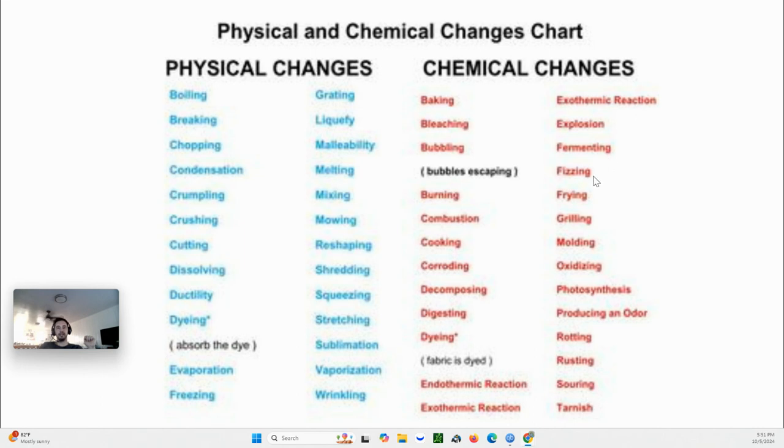explosion, fermenting, fizzing, frying, grilling, molding, oxidizing, photosynthesizing, production of odor, rotting, rusting, souring, tarnishing. Those are all examples of chemical changes, or words that would indicate chemical changes.